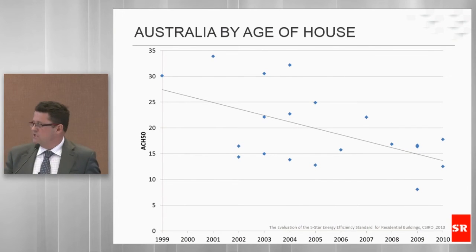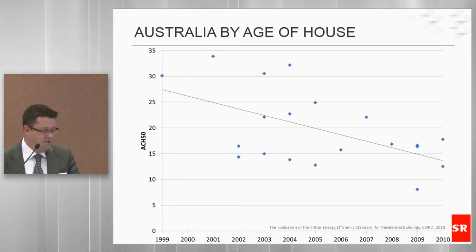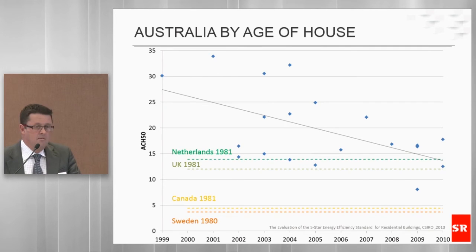Again, in Australia, this charts the age of the house from 1999 to 2010, and again this is the air changes per hour, the ACH at 50, that datum level again. Over time we're making significant progress, reducing substantially how leaky our buildings are compared to buildings built even 25 years ago. But if we compare this internationally, we're 30 years behind the Netherlands and the UK, and a long way behind Canada and Sweden. This suggests we've got a lot of work to do here.